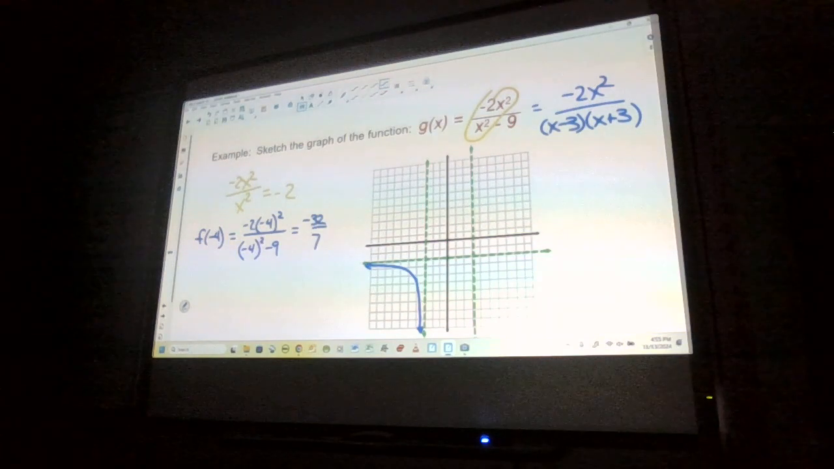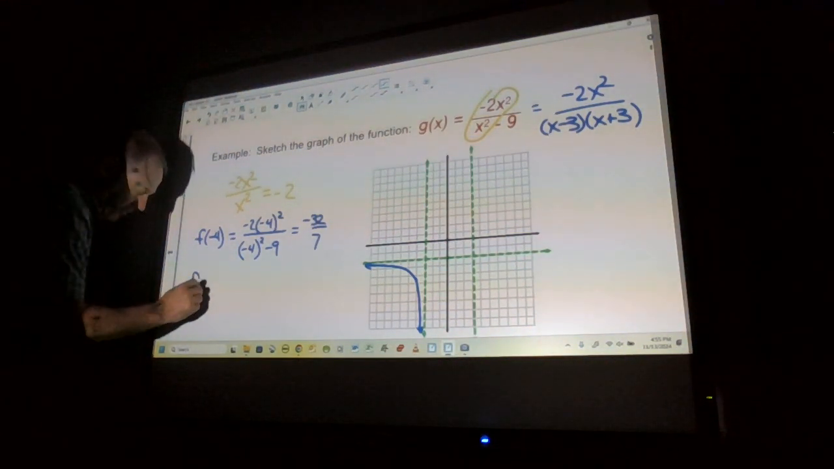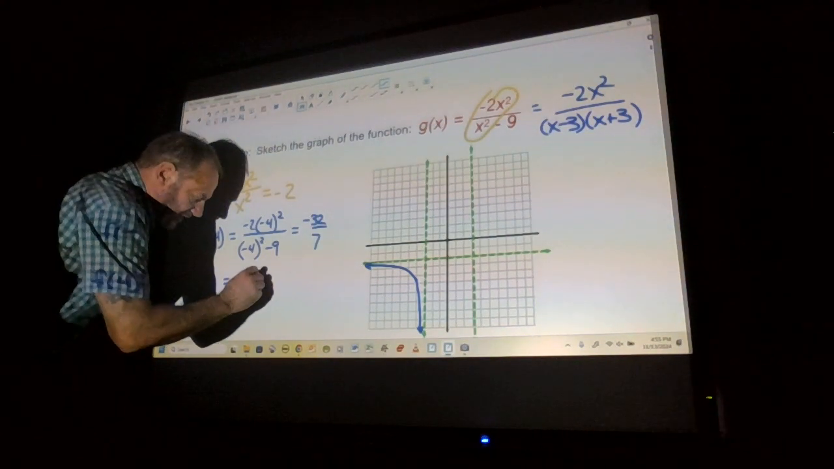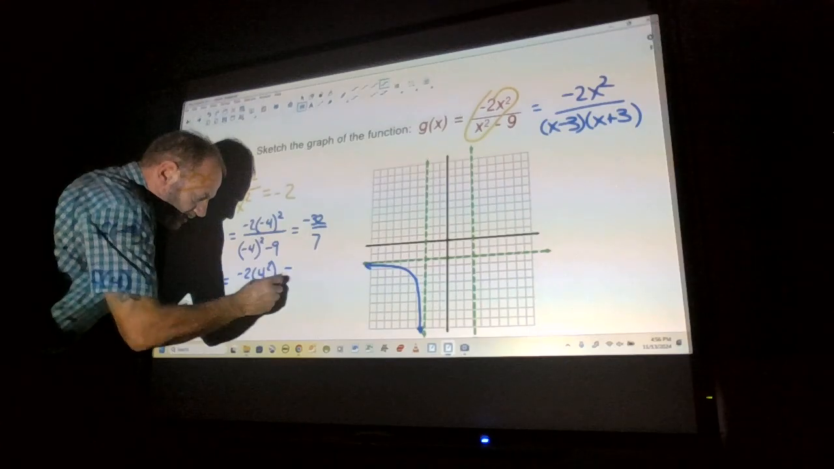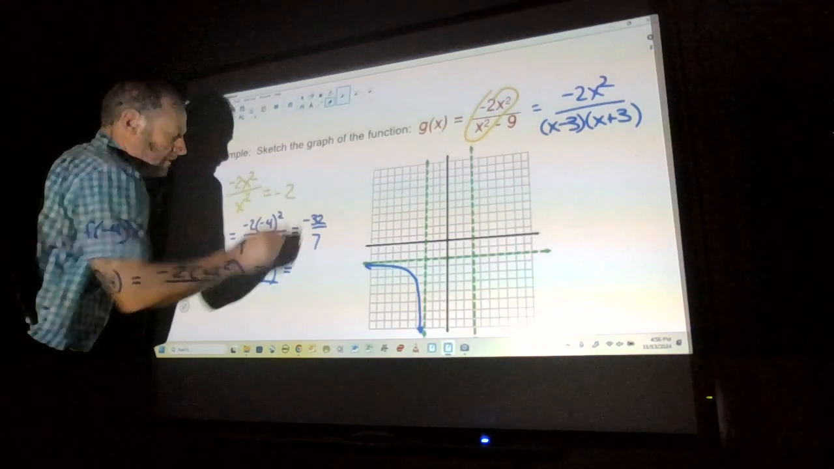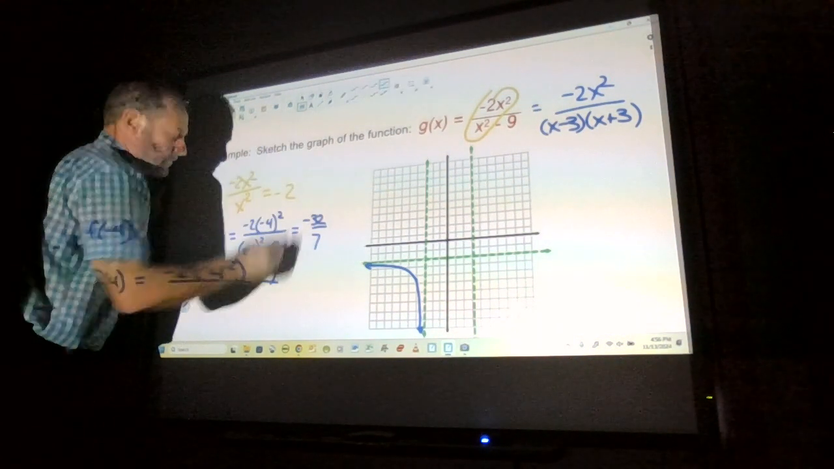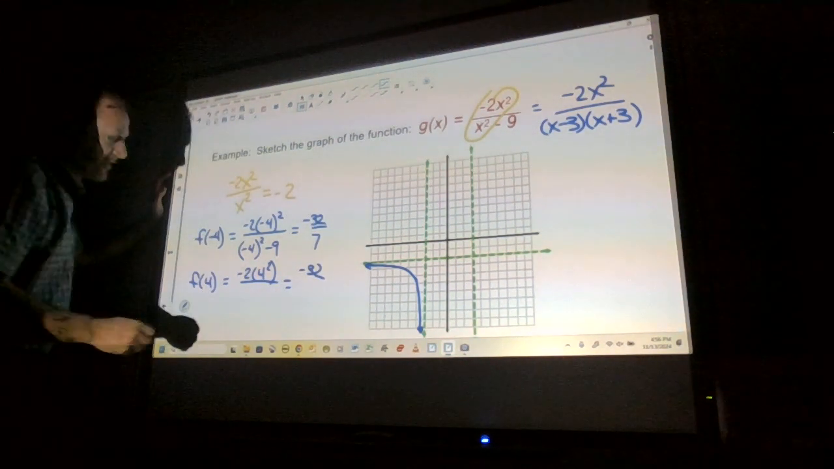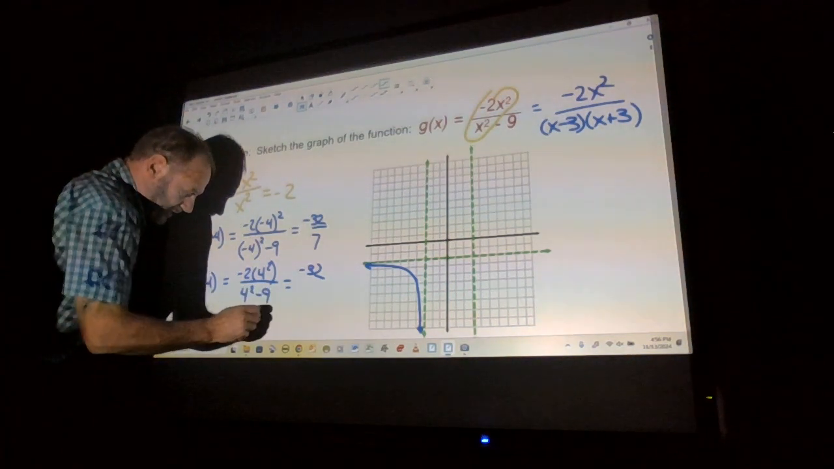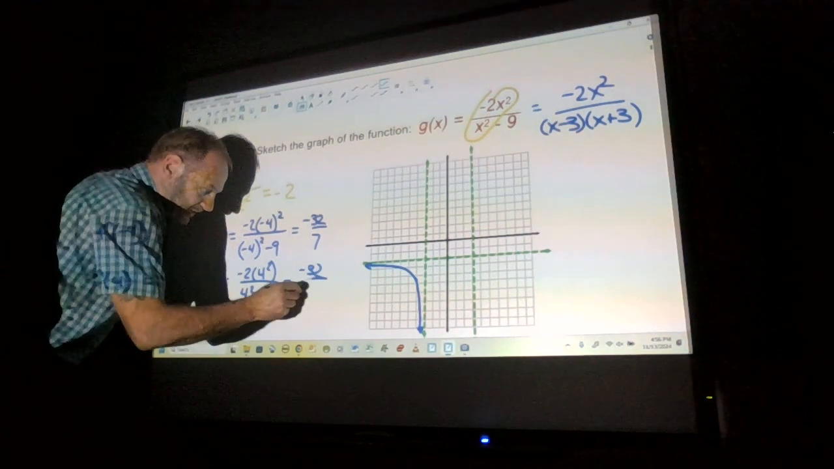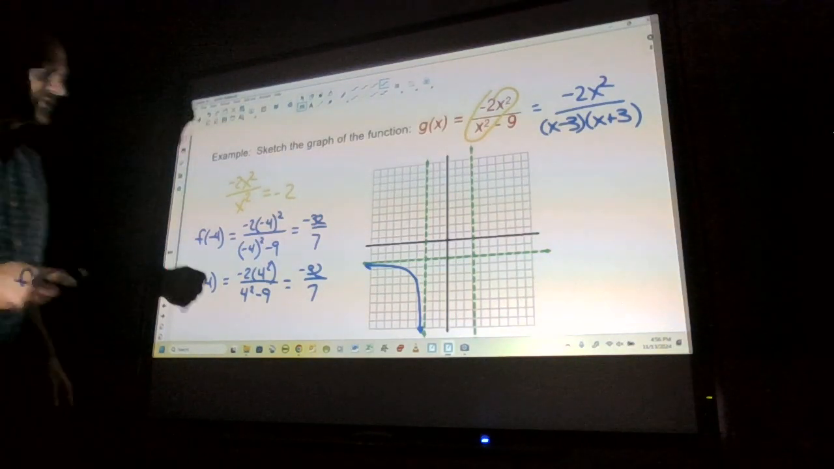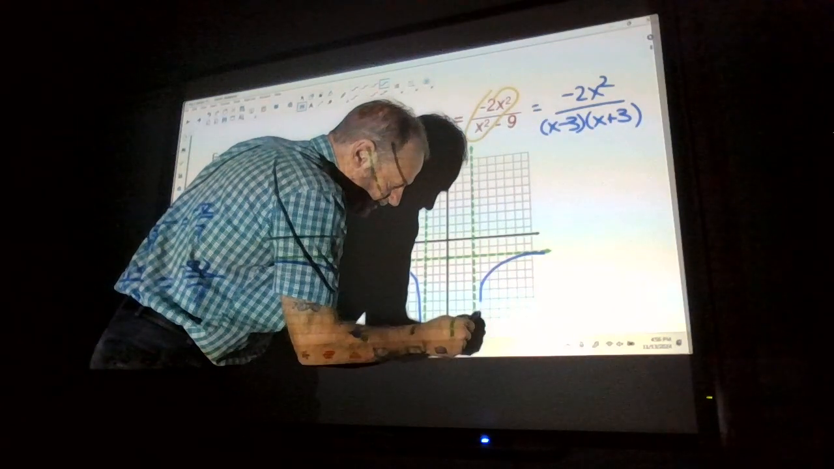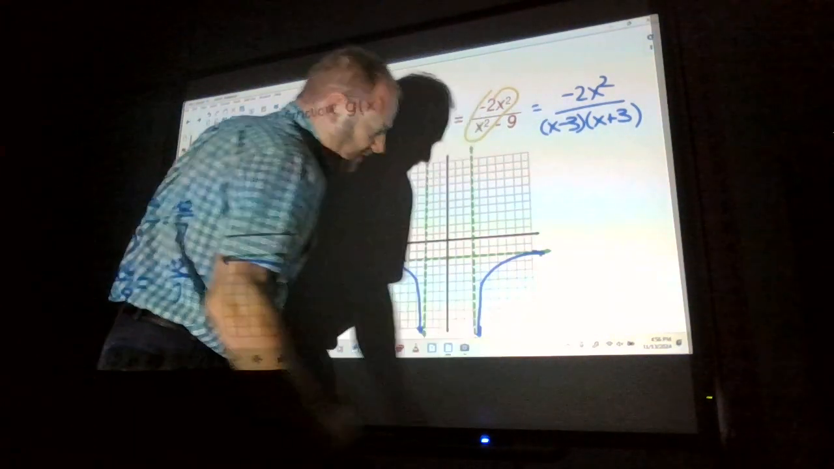Then we'll go ahead and check f of 4. f of 4 would be negative 2 times 4 squared over, so that's going to be negative 32 on top again, and then 4 squared minus 9, which is 16 minus 9, 7 again. So it's going to be the same thing, right about here. This thing's going to look like this. I'm not looking for an exact graph here.